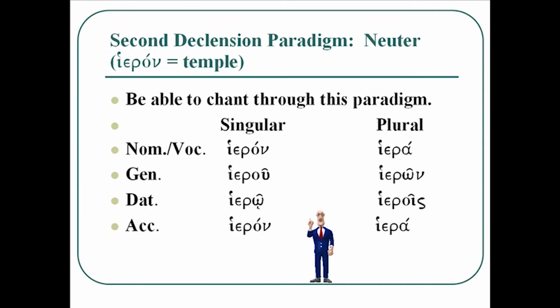So the chant is hieron, hierou, hierO, hieron, hiera, hieron, hierois, hiera. Say it with me this third time. Hieron, hierou, hierO, hieron, hiera, hieron, hierois, hiera. That's it for the second declension chant of both the masculine logos and the neuter hieron.